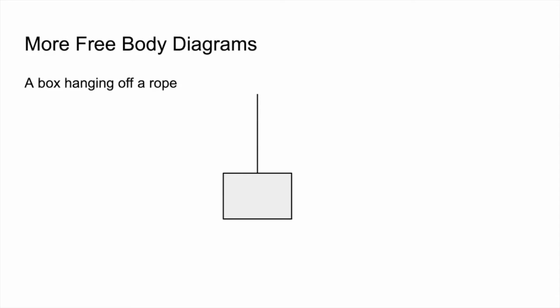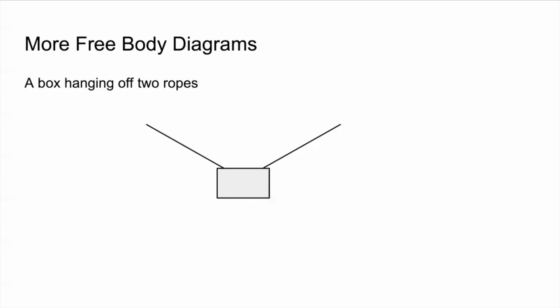Here are some more free body diagrams. For a box hanging off a rope, there's still gravity acting downwards, but this time, tension is the force that balances it out, not normal force. For a box hanging off of two ropes, there's still gravity, and this time there are two tension vectors, each one pointing in the direction of a rope. And the forces still have to balance out since the box is not moving. So if you add the vectors together, they have to add up to 0. So the x components add up to 0, and the y components also add up to 0.